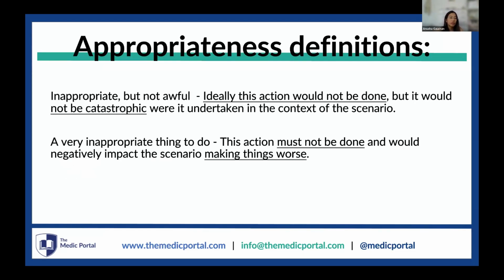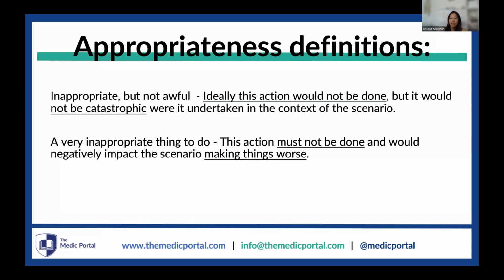Inappropriate but not awful. So this answer option is not the best thing we could do. It's not catastrophic, but there's not likely going to be good outcomes from this action, and it's overall negative in the context of the scenario.